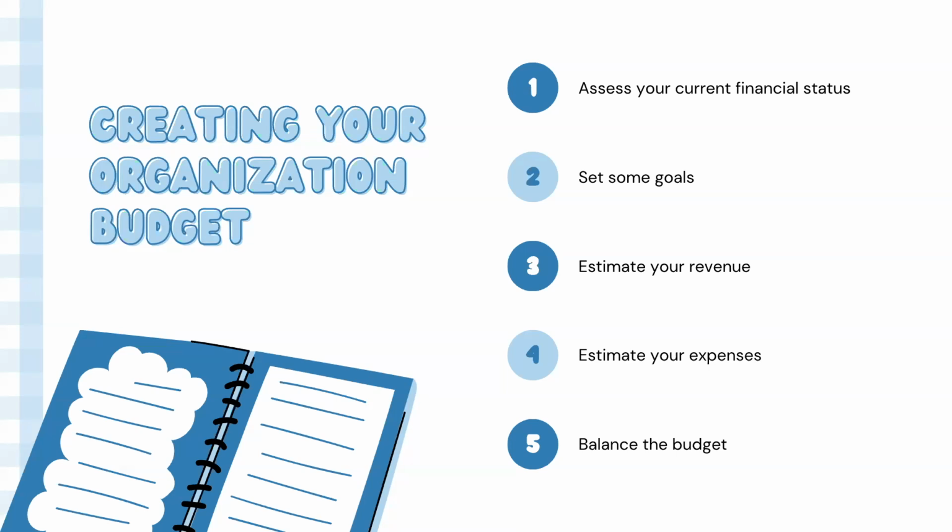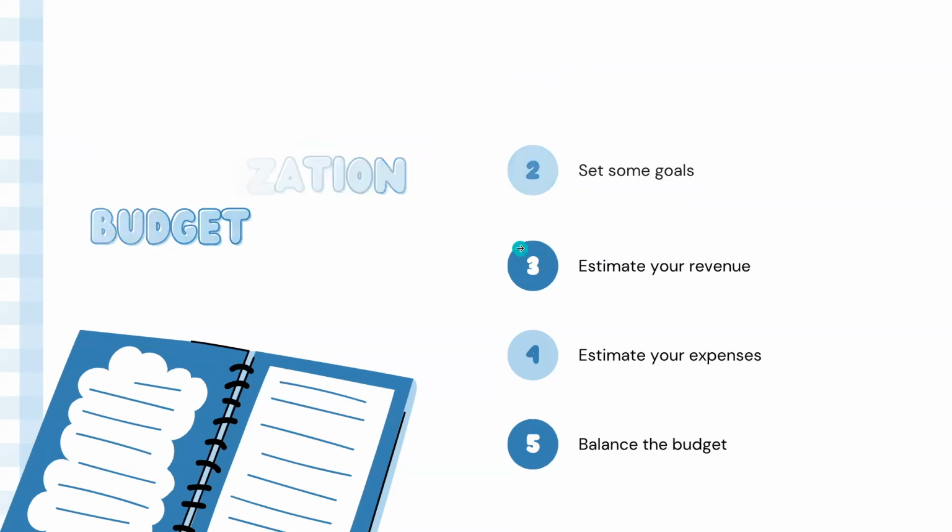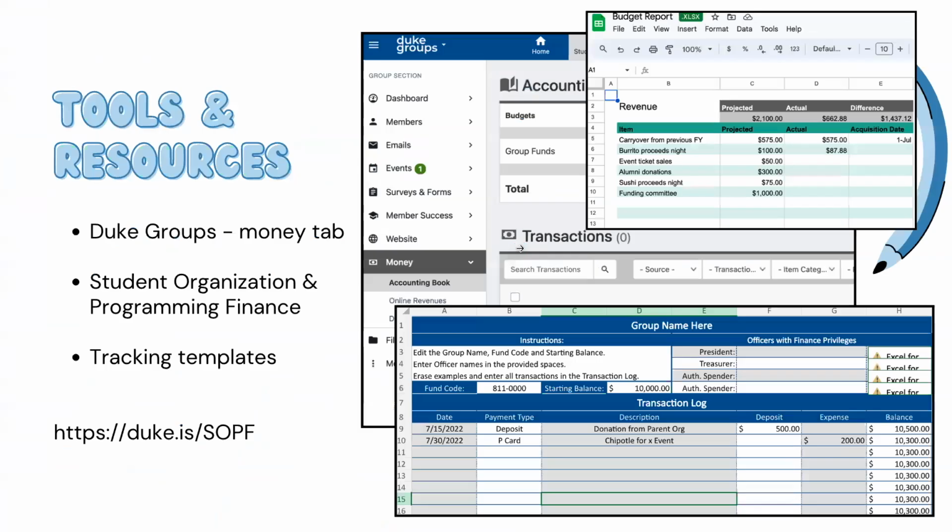So go ahead and start to figure out exactly what finances you need, by estimating your revenue, figuring out where you anticipate getting money from, estimating your expenses, figuring out how much things are going to cost, and then making sure that balance is aligned.